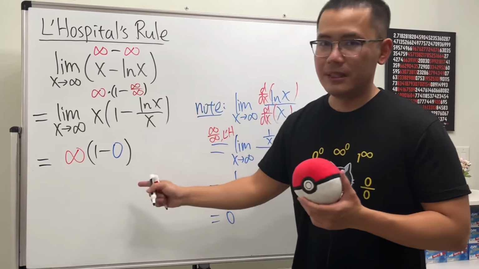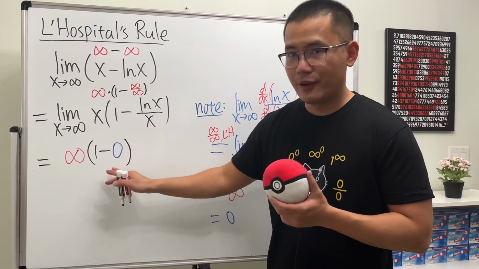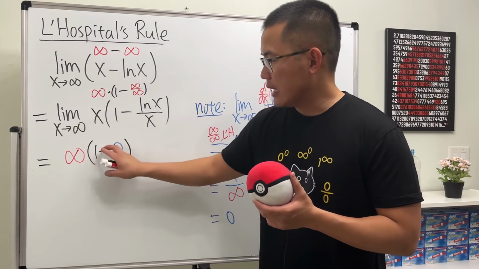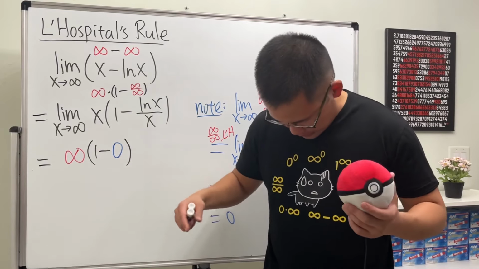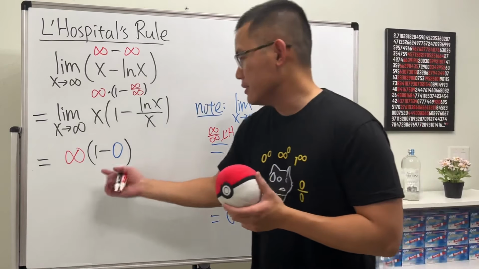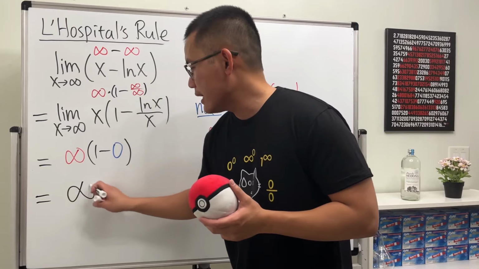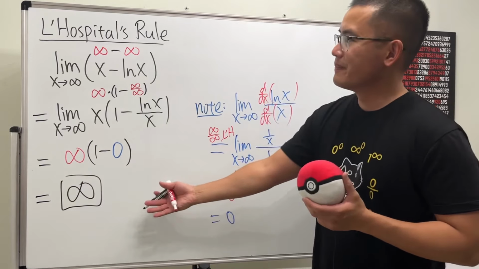This is not an indeterminate form. Infinity times 1, alright? If we somehow end up with infinity times 0, then it is an indeterminate form. That's no good, but this is just infinity times 1. Conclude that the answer is just infinity. That's it.